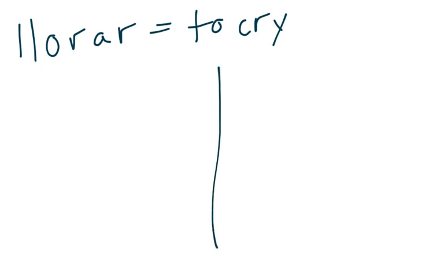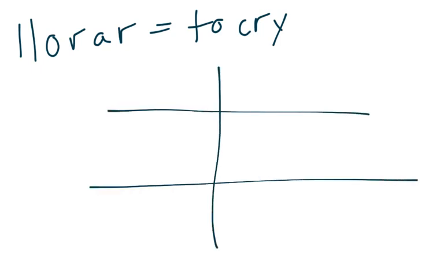So I'm going to draw a little verb chart here. Okay, step 1 to conjugate a verb. Step 1, you need to remove the AR, the ER, or the IR. In this case, we're dealing with an AR verb because it's llorar, ends in AR. So we're going to take off the AR. And after we take off the AR, we're left with llor, LLOR.